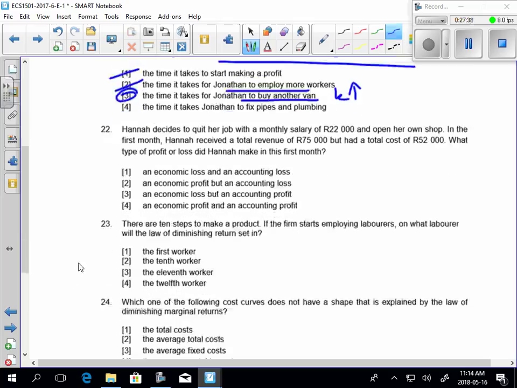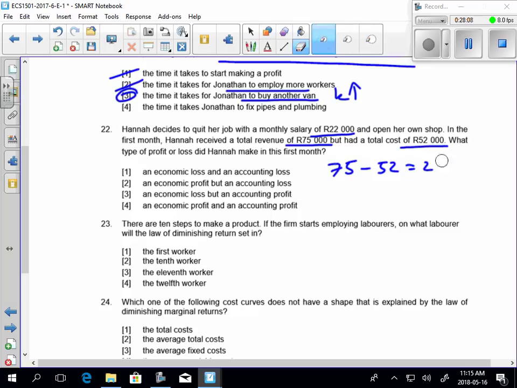22, Hannah quits her job. She had a monthly salary of 22K. She received a total income of 75,000 when she started her new business, but had total costs of 52,000. What type of profit did she make? Okay. So firstly, we know that she made an accounting profit. How do we know? Because the income was 75,000 minus the 52,000 equals 23,000 accounting profit.